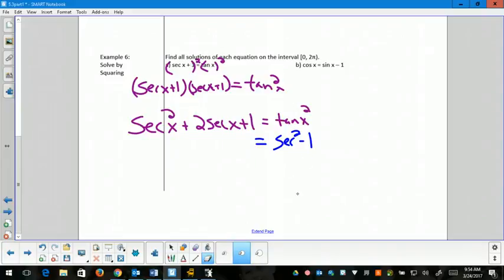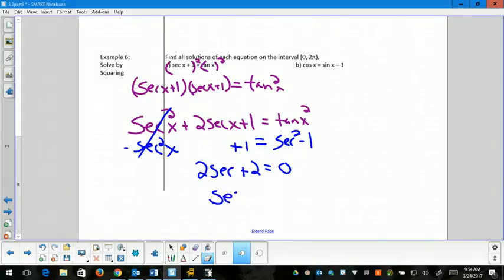So now I'm going to subtract the secant squared, which is nice. And add the 1, so I have 2 secant plus 2 equals 0. Well, now I don't have to factor because I just have one trig function. Subtract 2, divided by 2, secant of x is negative 1. You can factor out the 2 if you want to. It's not really going to help much.